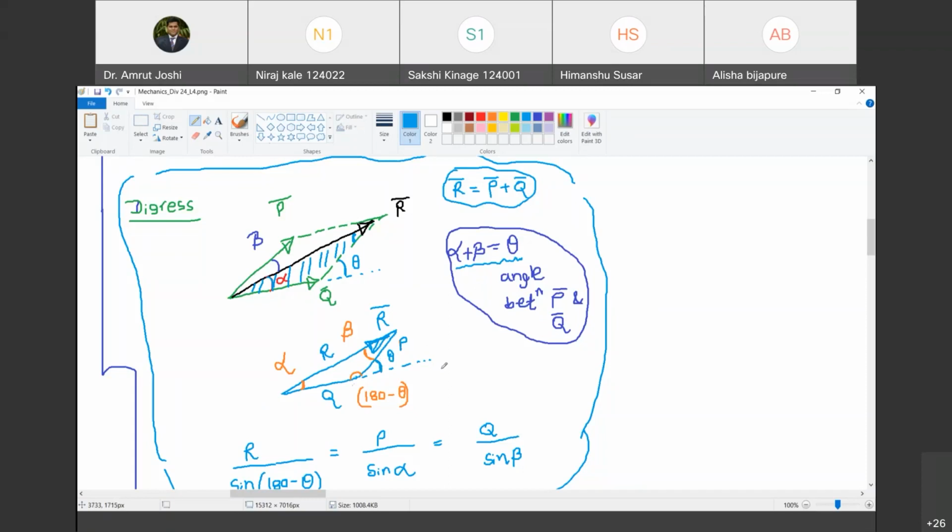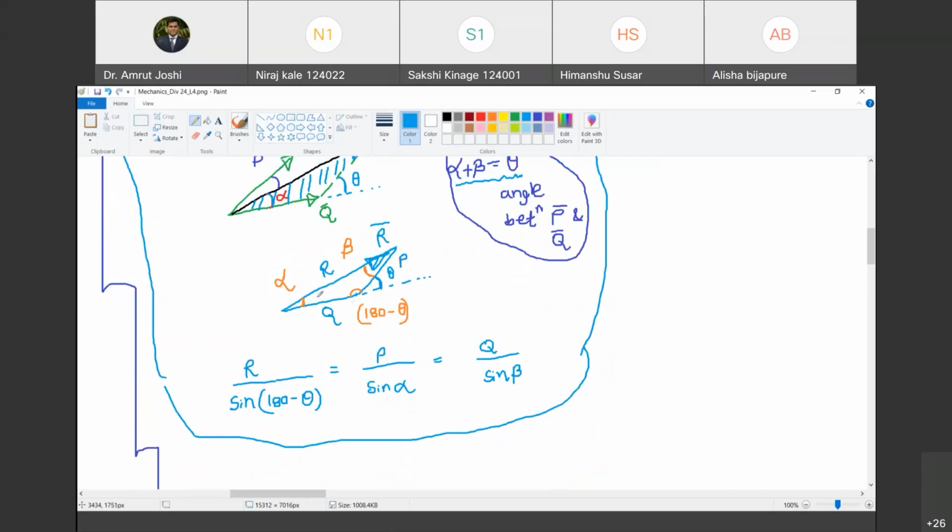Okay, so let us now apply the sine rule. What does the sine rule say? The magnitude of a side divided by the sine of the angle opposite to it is equal for all sides. This ratio is equal for all sides. So for example, r upon sine of 180 minus theta, the angle opposite to it, is equal to p upon sine of alpha, the angle opposite to it, which is equal to q upon sine of beta.